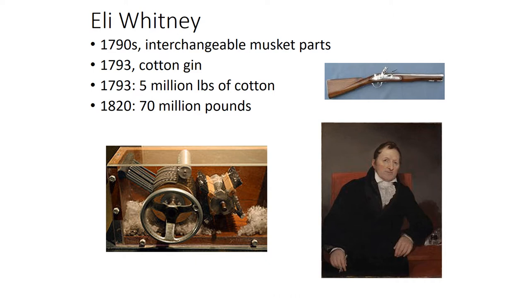So there's that number. 1793 it was. 5 million pounds of cotton, which had actually gone down a little bit because I did find numbers for 1791 that said 5.5. So 5 million pounds in 1793, the year this thing was invented. 170 million pounds by 27 years later in 1820, so about a quarter of a century. That is a significant increase in the amount of cotton being produced.